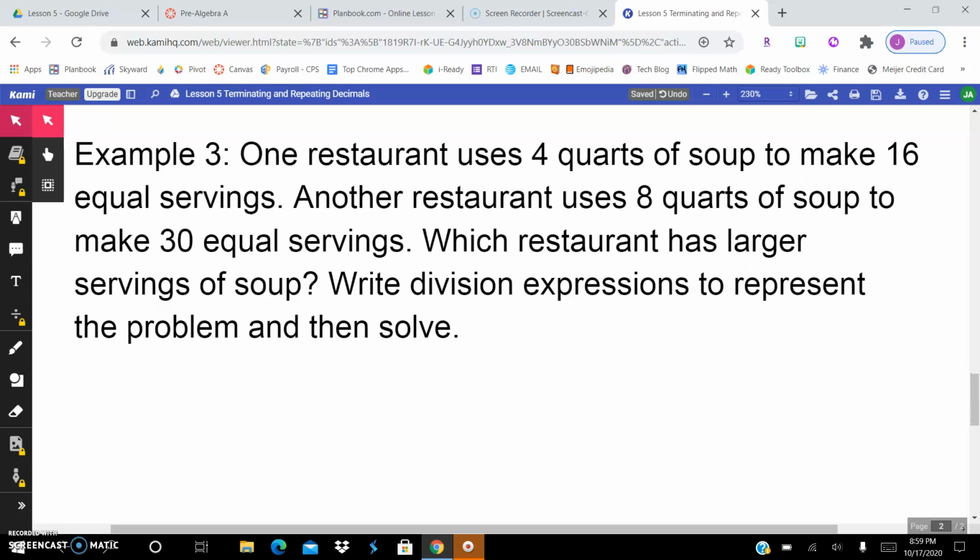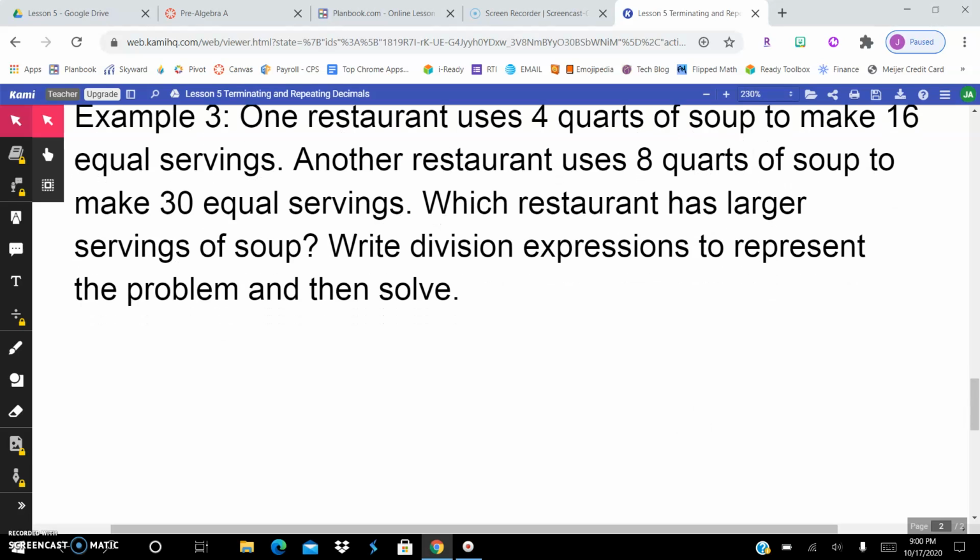Example 3, it says one restaurant uses 4 quarts of soup to make 16 equal servings, and another restaurant uses 8 quarts of soup to make 30 equal servings. Which restaurant has larger servings of soup? Write a division expression to represent the problem and then solve.